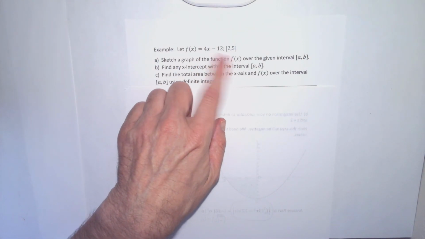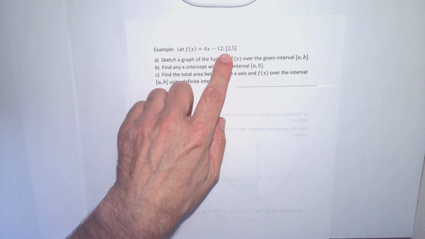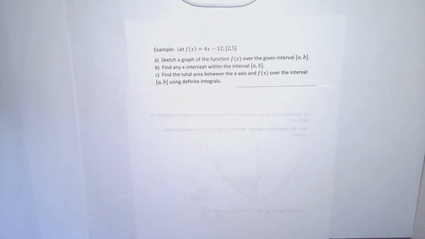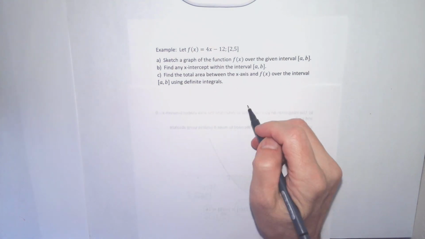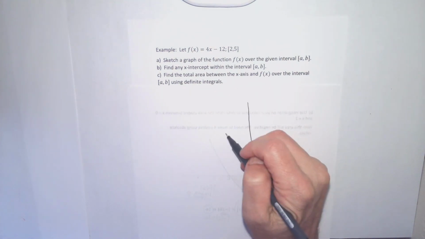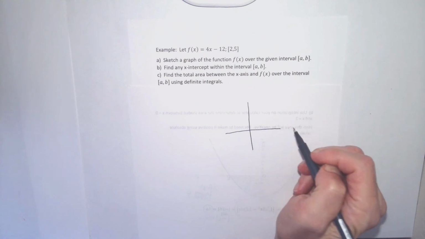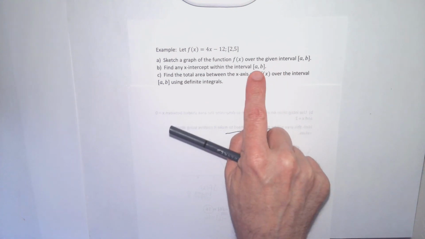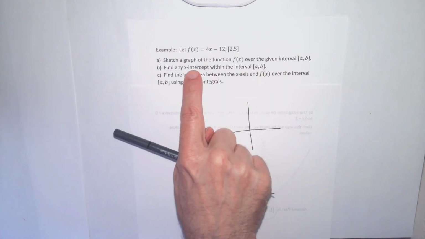I'm going to want to find the gross area as opposed to the net area between 2 and 5 of this function. Well, the first thing I need to do is sketch a graph and find the x-intercept. My graph doesn't have to be that great. I'm going to borrow a graph from my calculator in a second, but before I graph anything, I'm going to find the x-intercept.